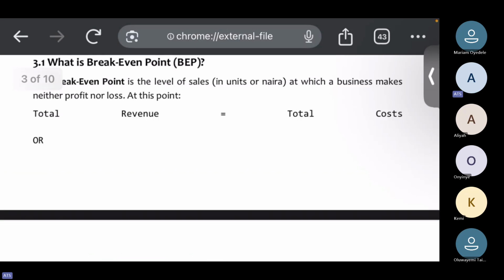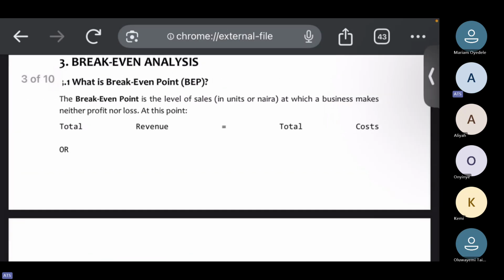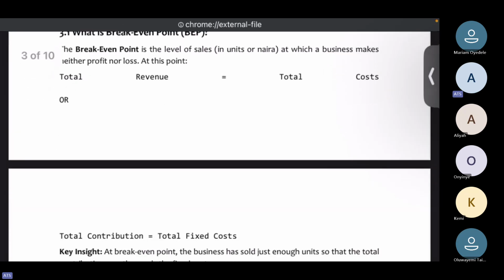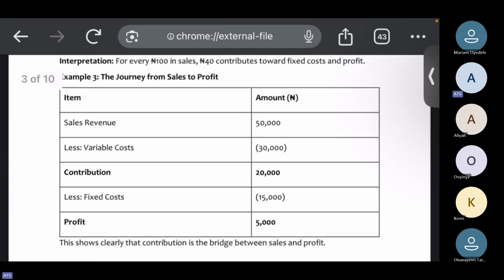See? So it could be total revenue is equal to total cost, or total contribution is equal to total fixed cost. So meaning, let's use this table for instance. After deducting variable cost of 30,000, you get contribution of 20,000. If your fixed cost is also 20,000, that means your profit will be zero. Do you understand? So you can say it is where my contribution and my fixed cost are the same thing, because when you deduct it will give you zero.